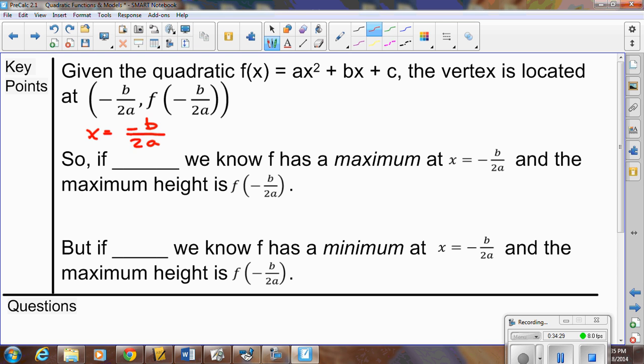I strongly recommend you memorize that because it is massively helpful. It is a huge time saver when you're doing word problems. Word problems that deal with quadratics are almost always about where is the vertex, what is the maximum, what is the minimum. And this is a strategy that is guaranteed to get you that every single time. It always works.